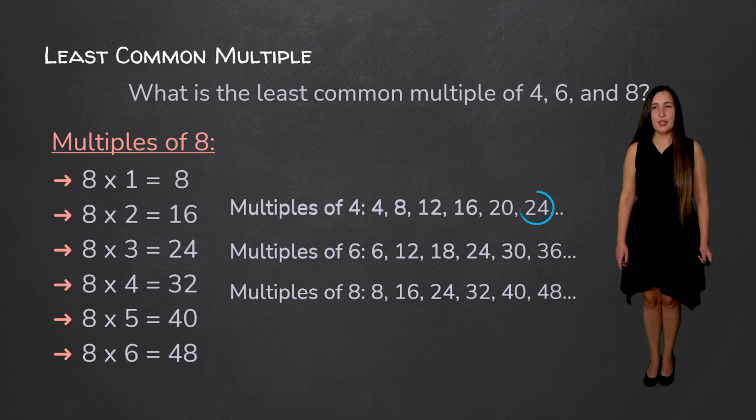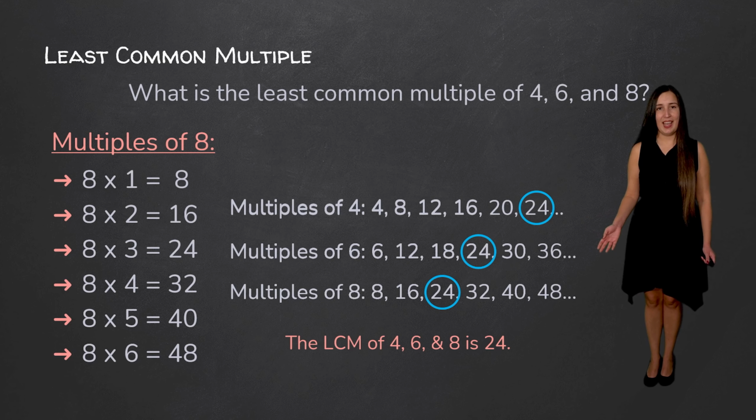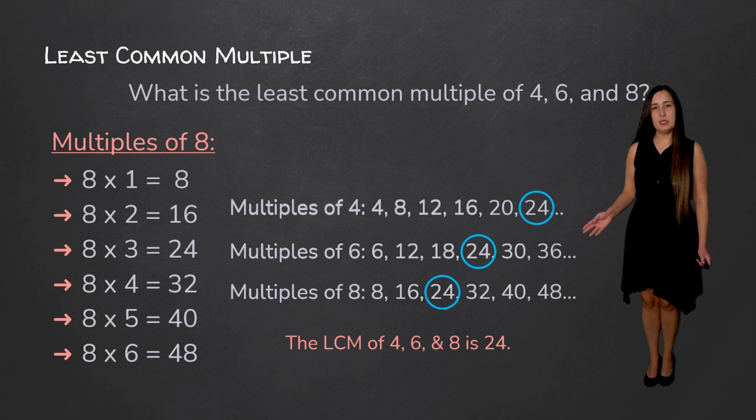Alright? So let's circle what they have in common. The LCM in this case is 24 because that's the smallest number that they have in common. If we kept going, they would have other common multiples, but this is the smallest one that they have in common, and therefore this is our LCM.